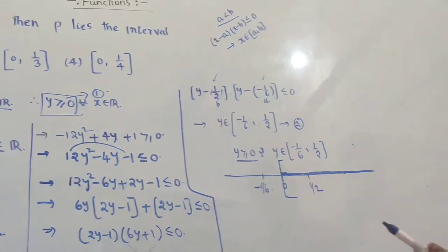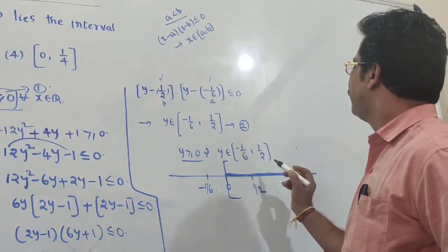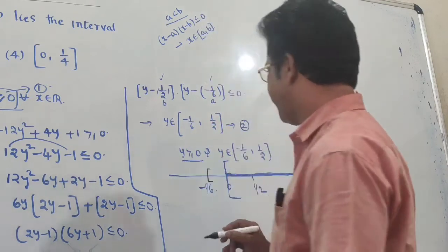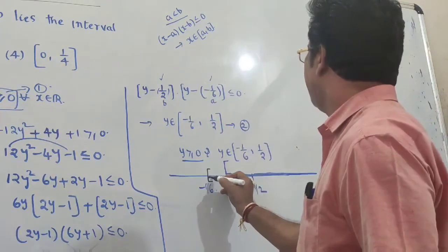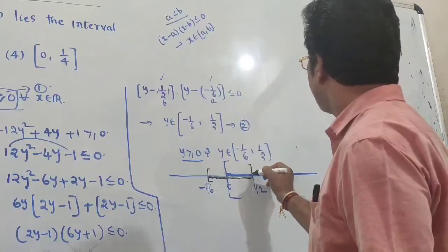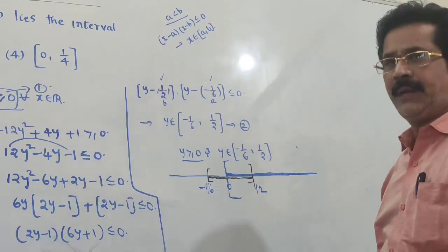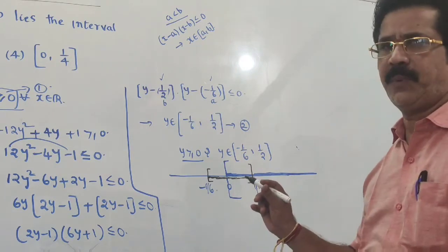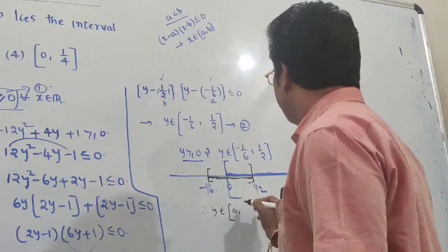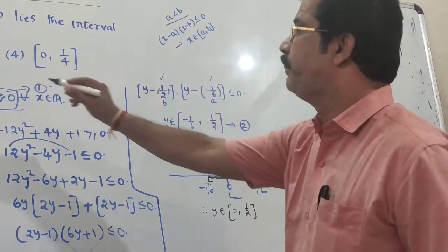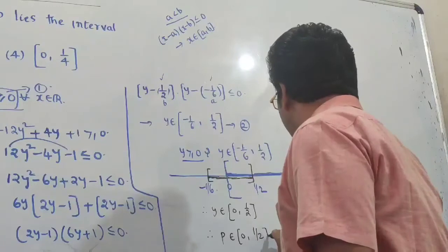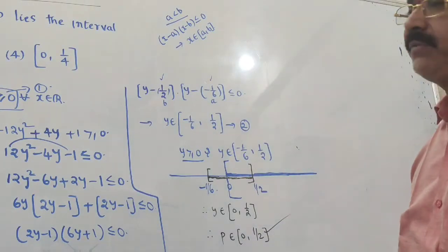That's why we are taking this closed interval, shaded with a different color, from -1/6 up to only 1/2. So we are considering 1/2 also. Therefore the combined solution is the common shaded part, blue and black. Clearly we see that y belongs to the closed interval [0, 1/2]. Y means P, so capital P belongs to [0, 1/2]. Therefore the range is the closed interval [0, 1/2].